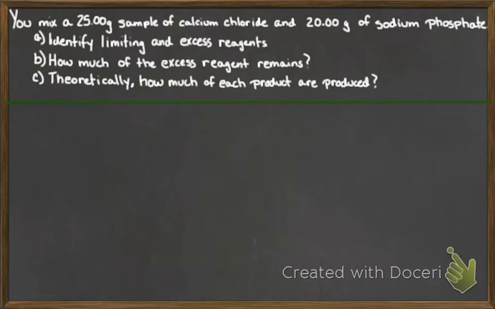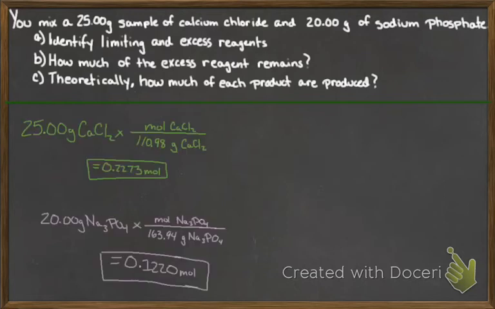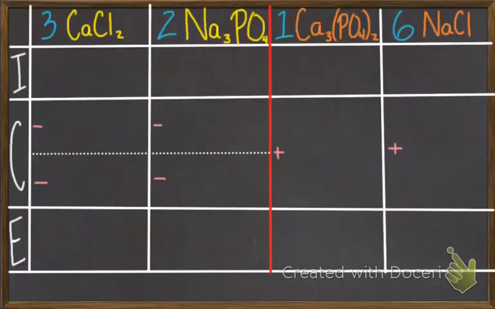So, same thing as we did before, the first thing that we need to do is convert those grams to moles. And once we do our calculations, this is what we get. So we're going to do the same thing that we did before, and we're going to take these two values and we're going to plug them into our ICE table, or our modified ICE table. And we're going to evaluate our numbers the exact same way that we did before.